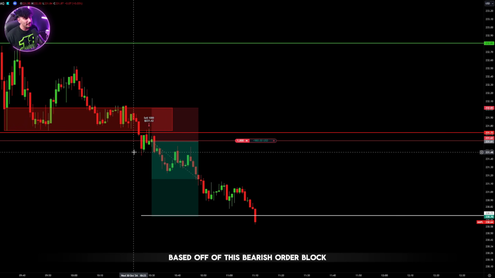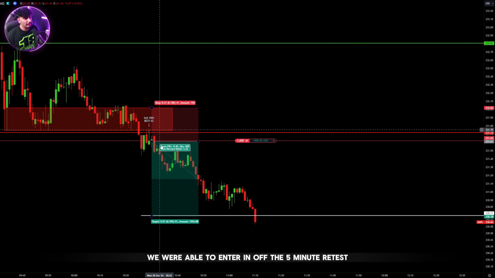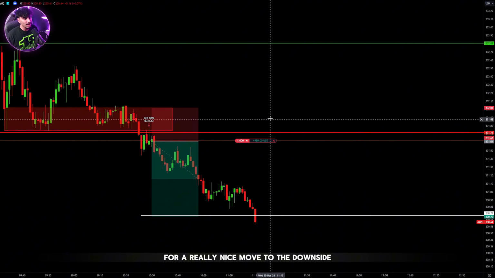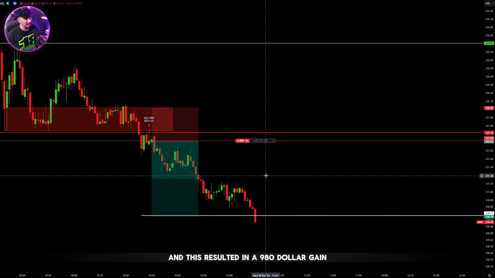And just like that, based off of this bearish order block, we were able to enter in off the 5-minute retest for a really nice move to the downside, and this resulted in a $980 gain.